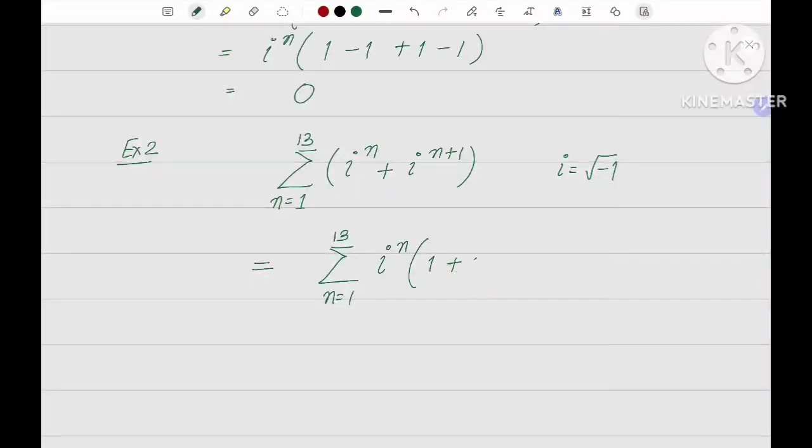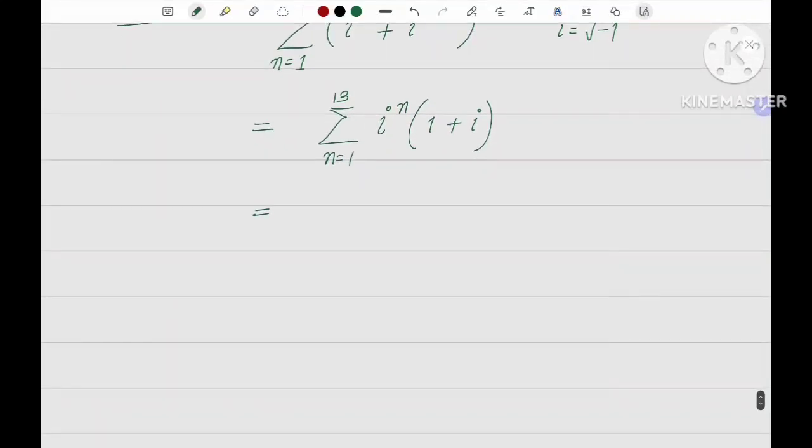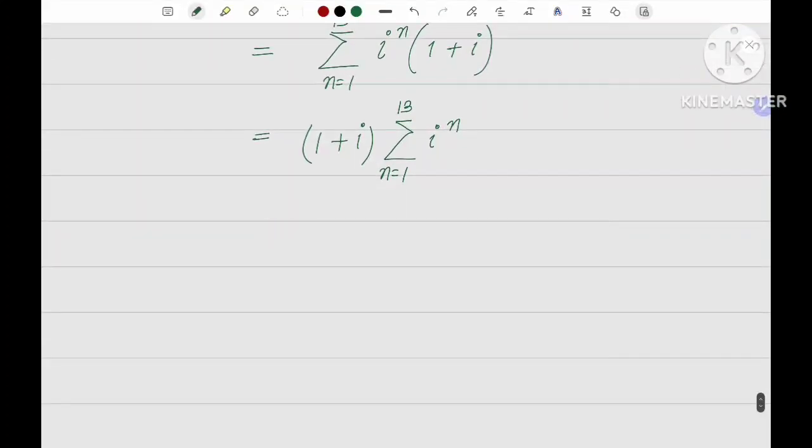So 1 plus i. This term, 1 plus i, is independent of n, so I can simply take it out. So 1 plus i times summation n from 1 to 13 of i to the power n. Okay, now if I expand this, 1 plus i will remain as it is.